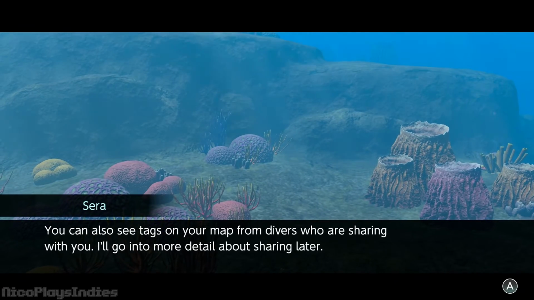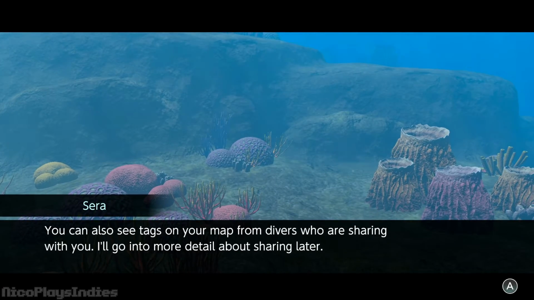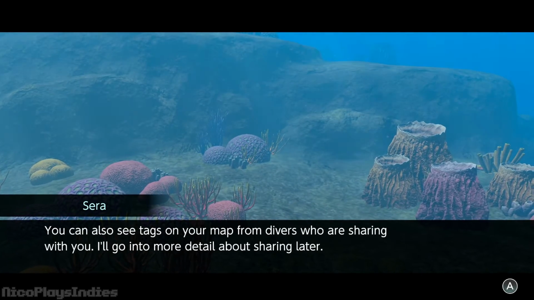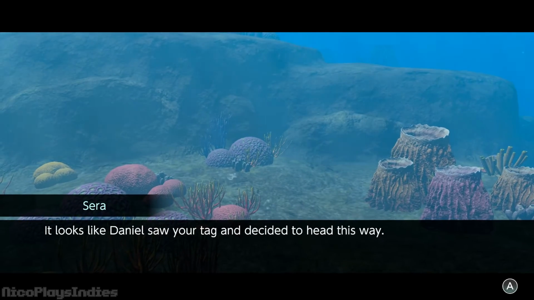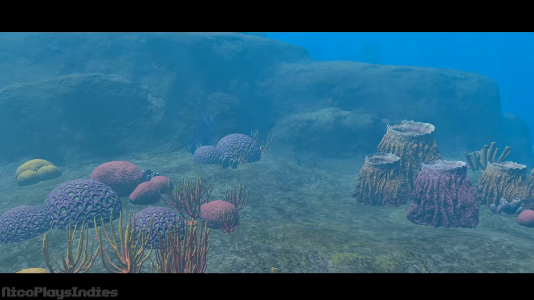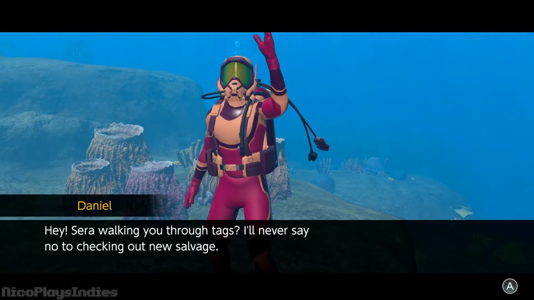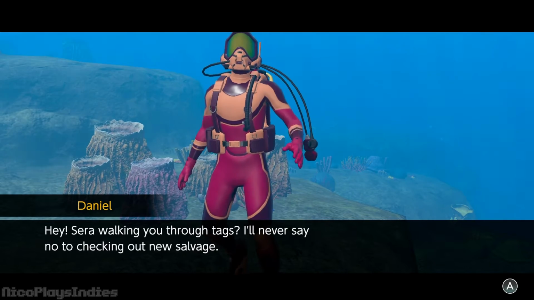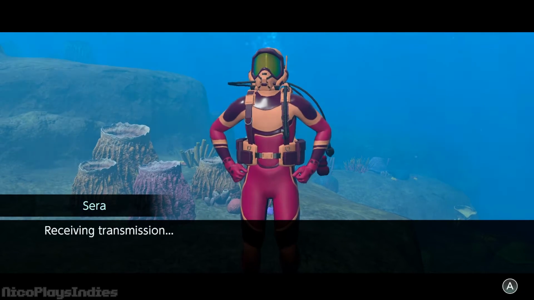You can also see tags on your map from divers who are sharing with you. I'll go into more detail about sharing later. It looks like Daniel saw your tag and decided to head this way. Receiving transmission.